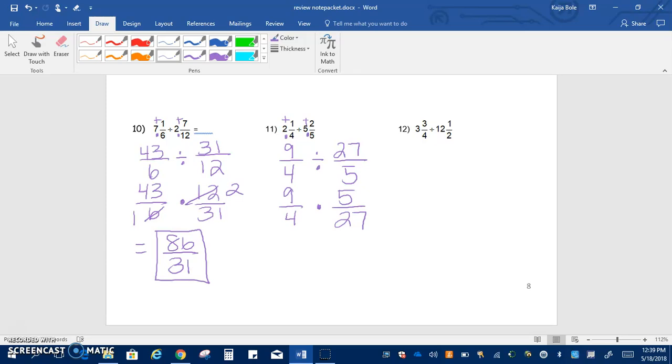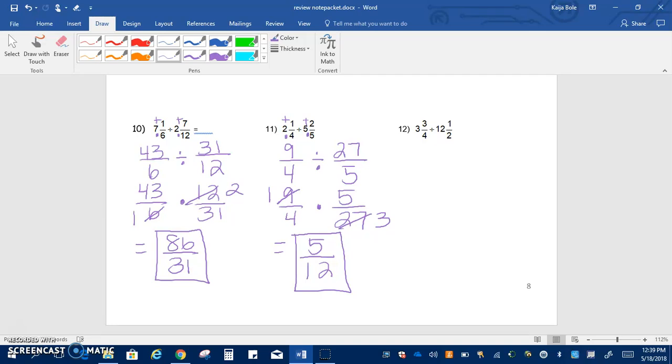I can with the 9 and the 27. I can divide both of those by 9. My 9 becomes a 1. My 27 becomes a 3. And that's the only cross division I can do. So when I multiply across, 1 times 5 is 5 over 4 times 3 is 12. So I get 5/12.